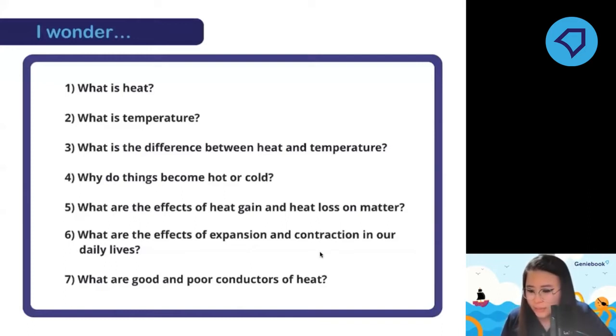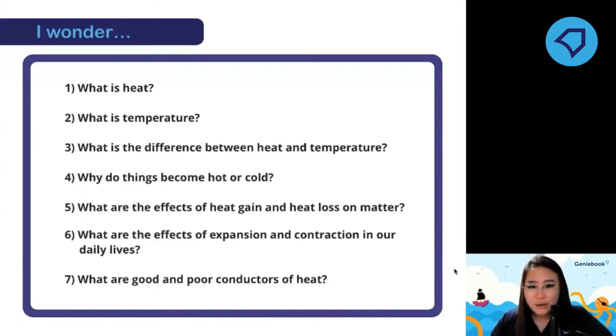And over here, point four, why do some things become hot or cold? Later down the chapter, we are going to learn how becoming hot or cold is related to heat. And other things like heat gain and heat loss, expansion and contraction, good and poor conductors of heat, all these points are going to be covered under the topic of heat. But of course, we're not going to just zoom through everything all at once. We're going to take it step by step.